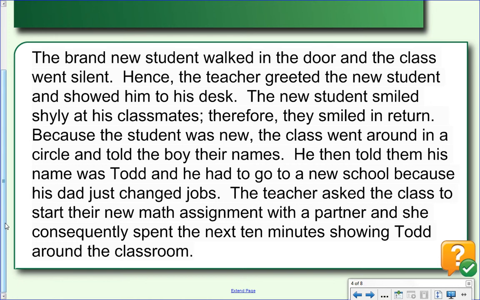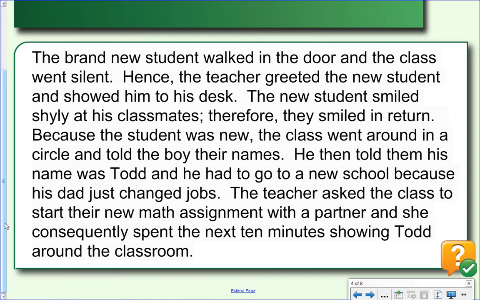He then told them his name was Todd and he had to go to a new school because his dad had just changed jobs. The teacher asked the class to start their new math assignment with a partner, and she consequently spent the next 10 minutes showing Todd around the classroom. So there's words that can show us that we're dealing with cause and effect. So let's take a look at it sentence by sentence and see if we can determine what words show us that there's a cause and effect, and see if we can figure out which one's the cause and which one's the effect. So first off, the brand new student walked in the door and the class went silent.